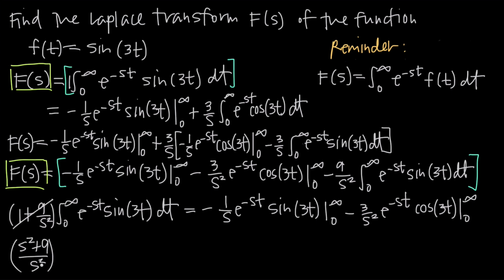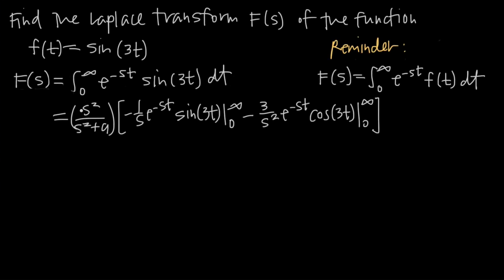We can multiply both sides by s squared divided by s squared plus 9. When we do that, it'll cancel this whole value, leaving us with just this integral on the left-hand side, which is what we wanted to solve for in the first place. So what we end up with is this integral here being equal to s squared divided by s squared plus 9 multiplied by the rest of the right-hand side.